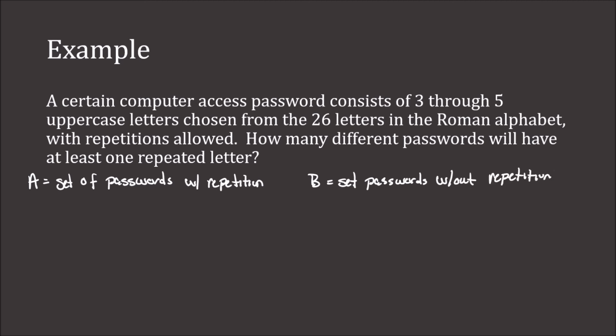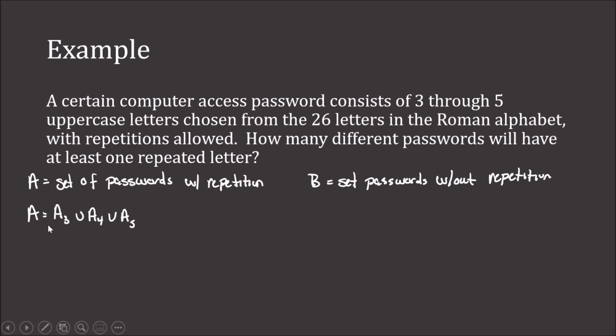Then obviously, just as we did in the previous example, it's going to be the number of elements in A minus the number of elements of B. So we have to determine how many elements are in A. Well, A is the set of passwords with repetition, and the password consists of 3 through 5 symbols. Now, A could then be written as A sub 3 union with A sub 4 union with A sub 5, right?